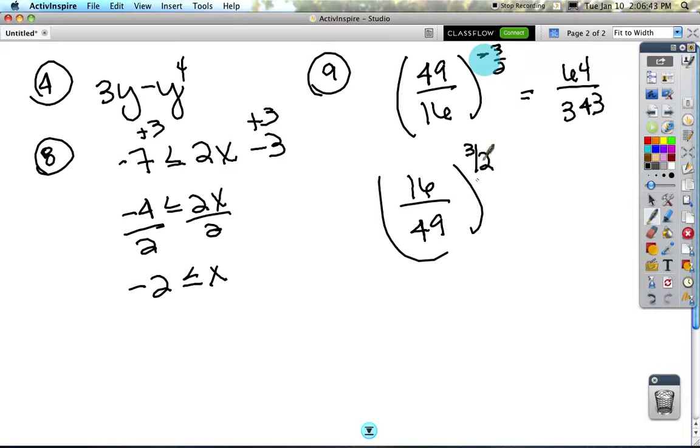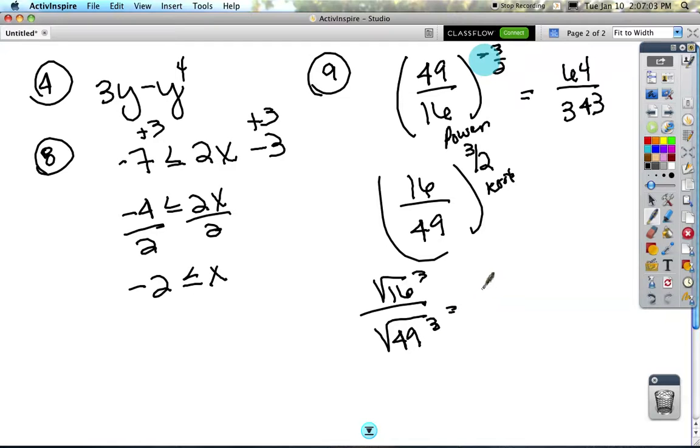So, now I have a fractional exponent. The top number tells me the power, the bottom the root. So what root am I taking? Square root of 16, and I'm raising it to the third. Then I'm taking the square root of 49.